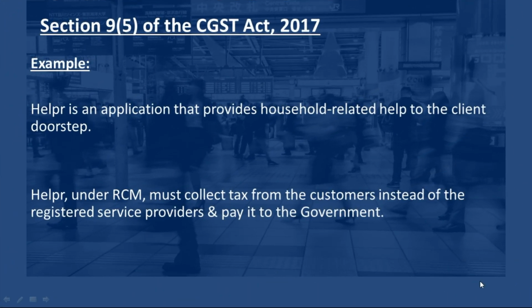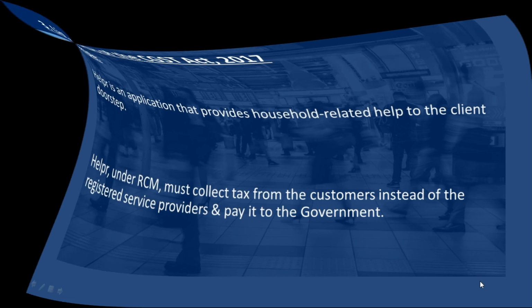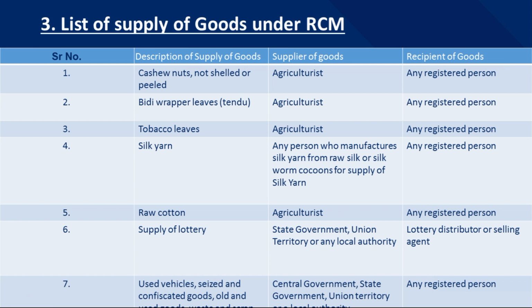As per Section 9 subsection 5 of CGST Act 2017, any services supplied to a registered person by an e-commerce operator will also fall under reverse charge. E-commerce operator को GST लेना पड़ेगा unregistered customer से and pay करना होगा government को under reverse charge if he is the supplier instead of service provider. For example, Helper is an application that provides household related help at the client's doorstep. Then Helper under RCM must collect tax from the customers instead of registered service providers and pay it to the government. Number 3, list of supply of goods under RCM.